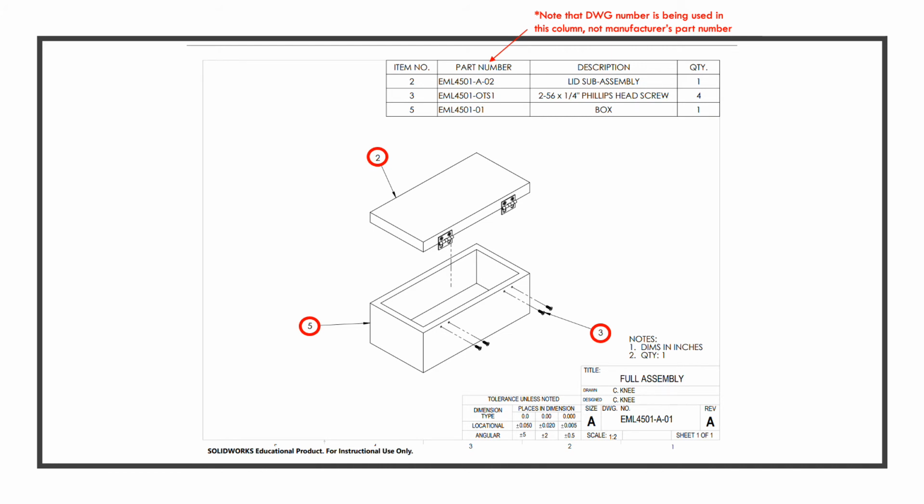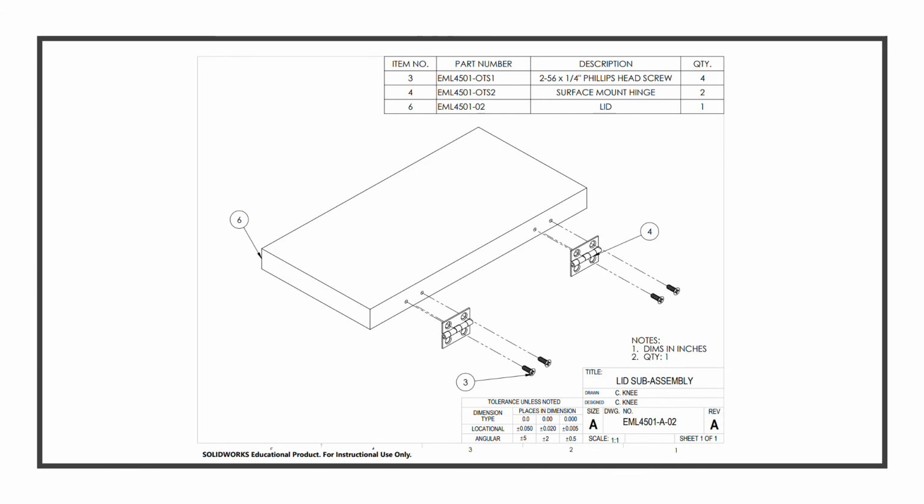If we look closer at the lid subassembly, there are some parts that are not mentioned in the full assembly bill of materials. That's because there is another assembly drawing and BOM just for the lid subassembly, which we will take a look at next. In this drawing, Bubble 3 once again corresponds to drawing EML 4501-OTS1, the Phillips head screw. This assembly also requires 4 of this part. Bubble 4 corresponds to another off-the-shelf part, EML 4501-OTS2, which is a surface mount hinge. This assembly requires 2 of this part.